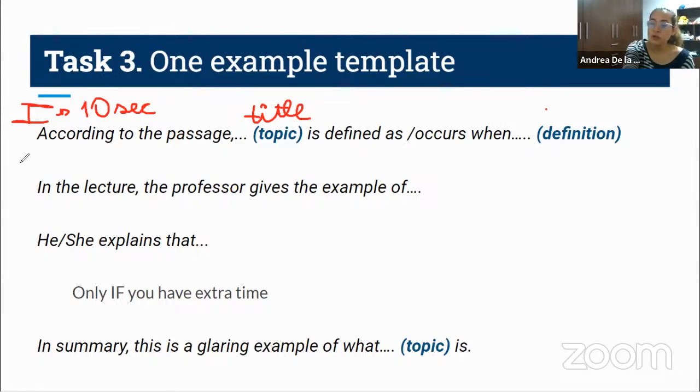You need a short transition from the reading to the listening. So you may say, in the lecture, the professor gives the example of kids in schools. And then you start explaining exactly what the example was. You do not need a conclusion, but if you happen to have some extra time, then you can go ahead with one. You may say something like, in summary, this is a glaring example of behavior modification. And that's about it. That's everything you actually need for this task.